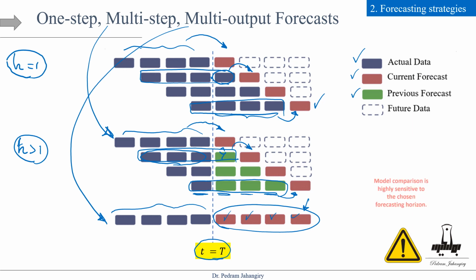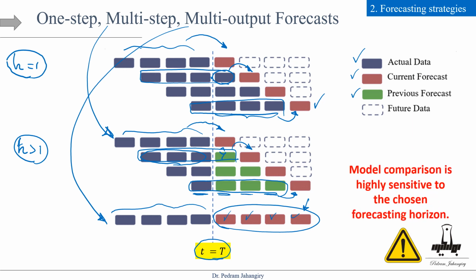What I want to emphasize about the forecasting horizon is that model comparison is highly sensitive to the chosen forecasting horizon. For example, if you're using daily data and your forecasting horizon is 1, you're doing one step, and some models might perform better than the others. When you increase the forecasting horizon, the performance is going to be less stable and the ranking of the models is going to be different. Obviously, the further you go into the future, the less and less stable these forecasts are going to be. That's the forecasting horizon that we should pay attention to when it comes to forecasting.